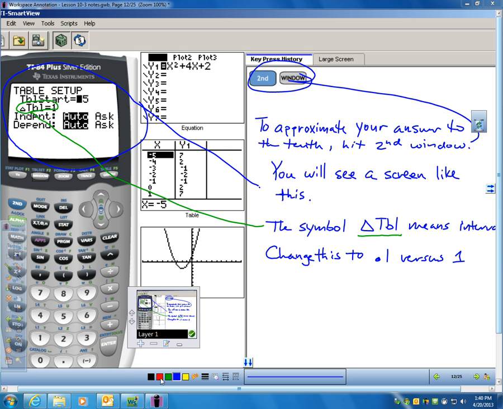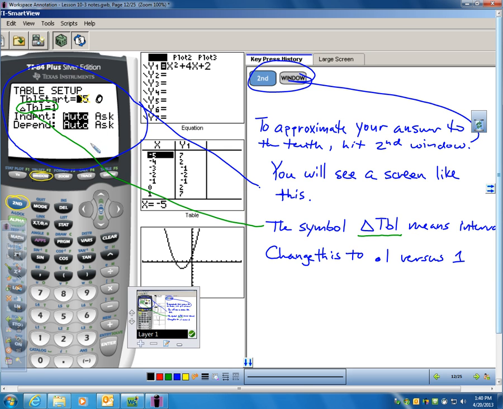I'll highlight the keys here. Maybe I'll do it in yellow. That should show up right. Hit second and then hit the window key, and you'll see this picture. All right, you'll see a screen like this. Remember, the table start says where do you want to start your table. I would make sure that this is set to 0. If it's not set to 0, just change it to 0.